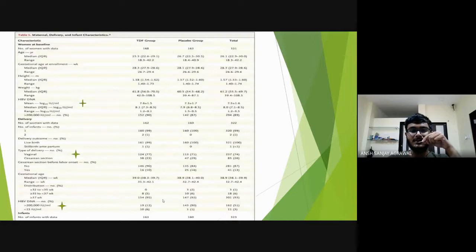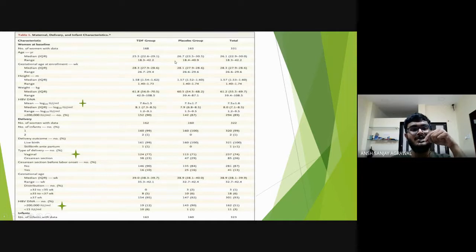So coming to the results. This is quite a big table, and I won't waste much of your time by going through the entirety of it. Just a few points I wanted to highlight. First, if you look at the TDF group and the placebo group, you will find that they have very similar characteristics. Let's talk about age. Median age for the TDF group is 25.5, placebo group is 26.7. Then the gestational age is 28.3, 28.1. So basically, this is one of the beauties of randomization, that we have very similar groups, and this eliminates the risk of bias.